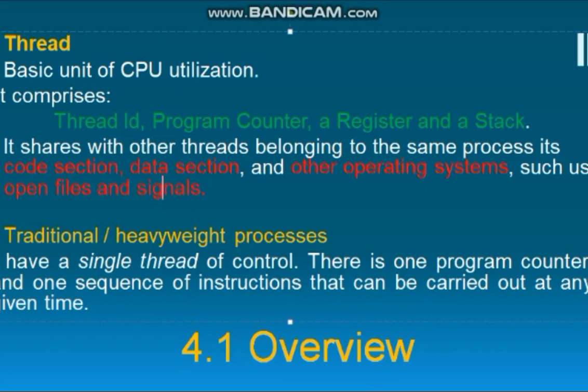The threads share these things: the code section, data section, and other operating system resources are shared between threads belonging to the same process. A traditional heavyweight process has a single thread of control. There is one program counter and one sequence of instructions that can be carried out at any given time.